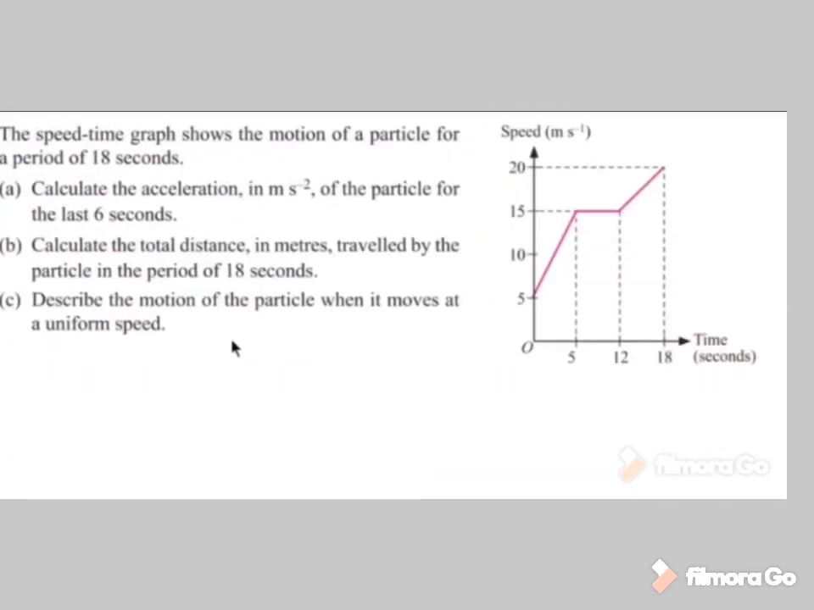Now we continue to question number 2. The speed time graph shows the motion of a particle for a period of 18 seconds. Calculate the acceleration in meters per second per second of the particle for the last 6 seconds. When you see the word acceleration, please highlight it. When you want to find acceleration, it means you have to find the gradient for the 6 seconds.